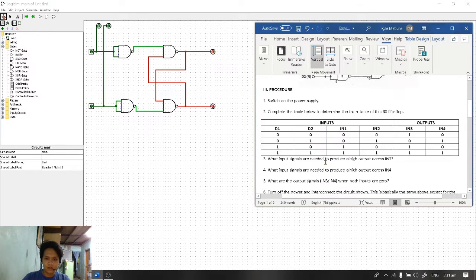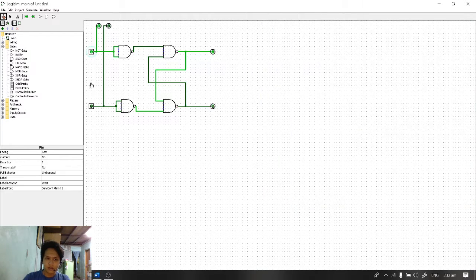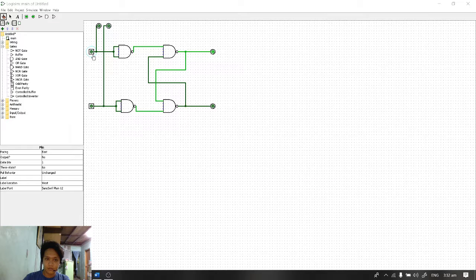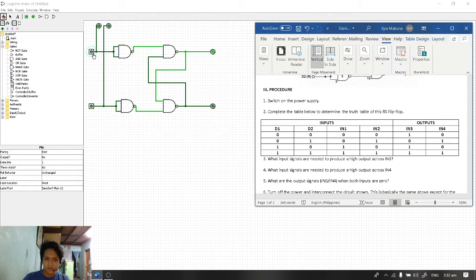So, bakit natin kung paano gumagana yung truth table. So, first one is D1 is naka-0 siya. So, yan. First one is mag-0, 0 is equals to in 1 and in 2 is 0. Then the in 3 is already 1. Then the in 4 is 0.